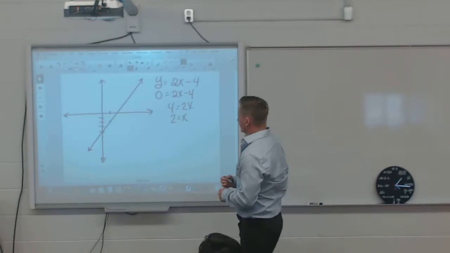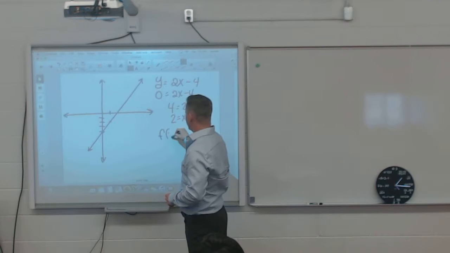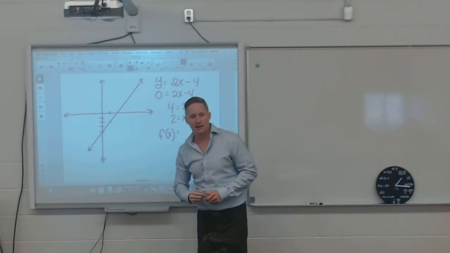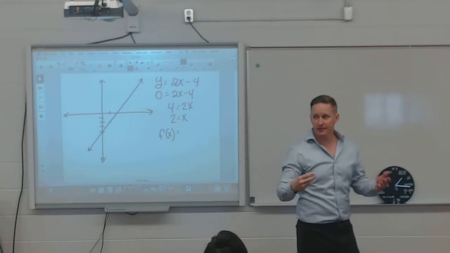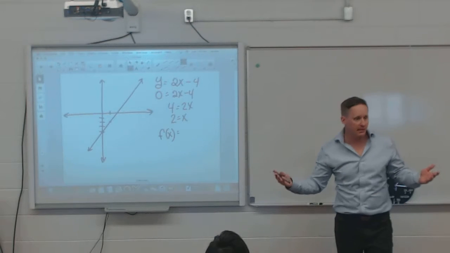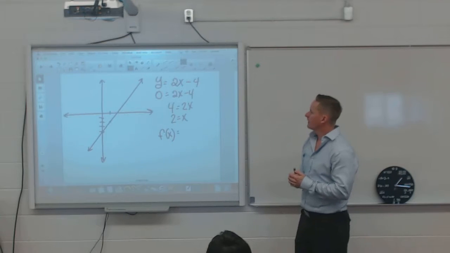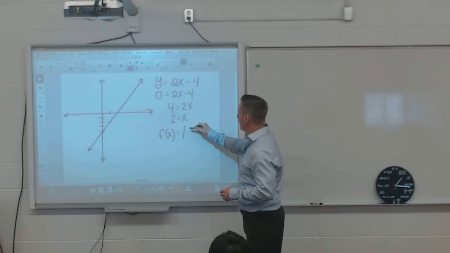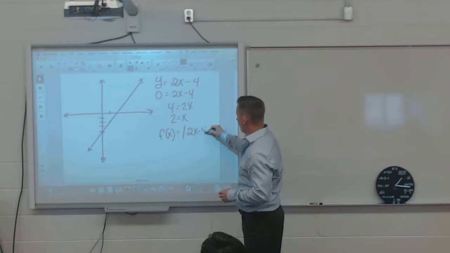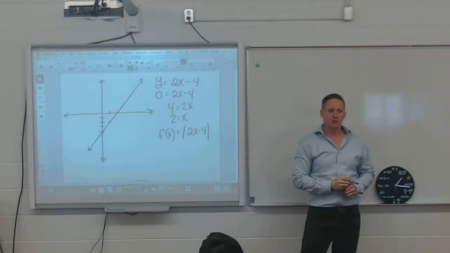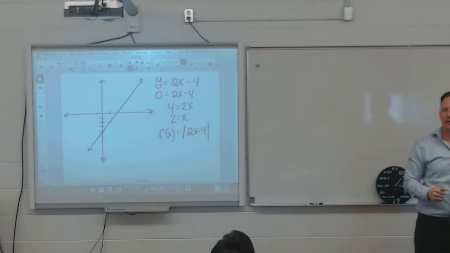Okay, now it says f of x. We're going to start using that notation again. That means it's a function. That's all it means. Pass the vertical line test. F of x is y, right? It is the absolute value of 2x minus 4. So now I want the absolute value of that graph.